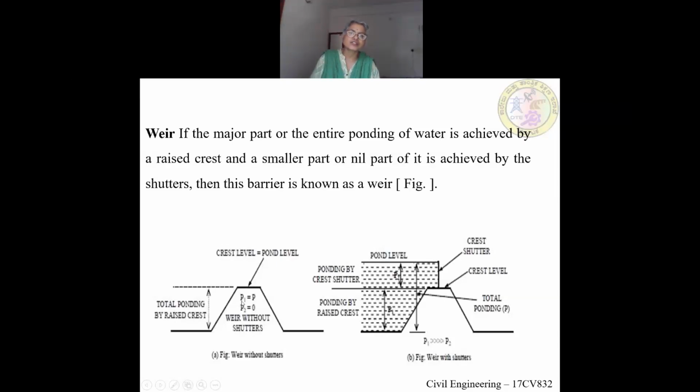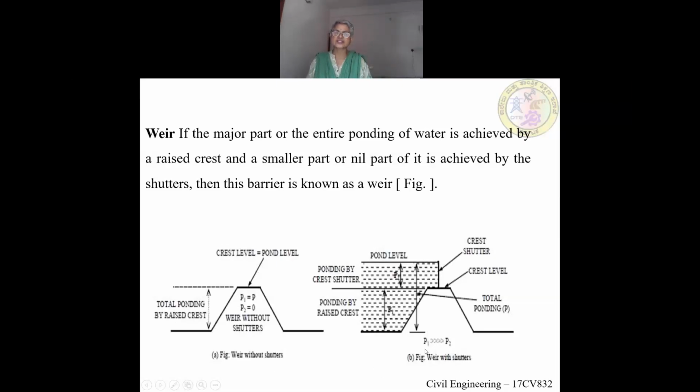So the water which is collected due to the crest is P1, which is equal to P. There is no water due to shutters here, but here you can see there is P1 and P2. The water which is collected because of the weir is more compared to that of the shutter. So ponding by crest shutter is P2, ponding by raised crest is P1. So P1 is much greater than P2. This is the total ponding, P1 plus P2. Here there is no P2 because there is no crest shutter. This is a weir with shutter and a weir without shutters.